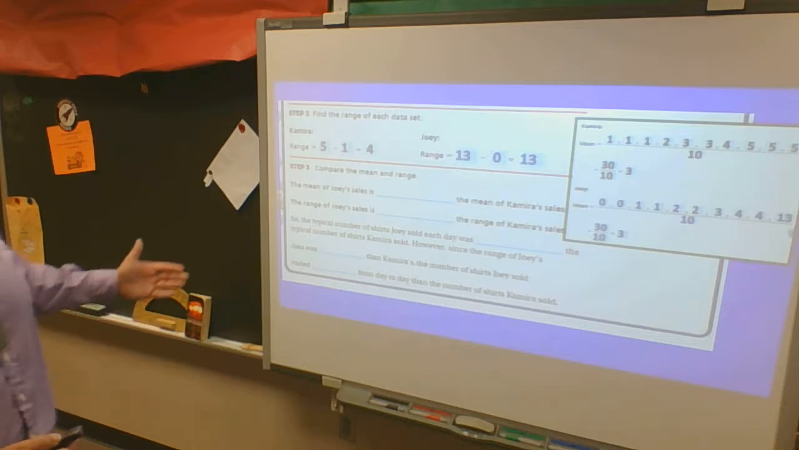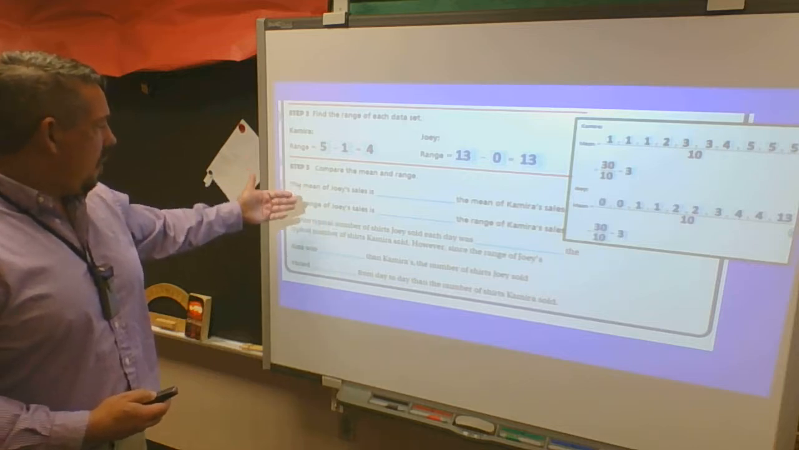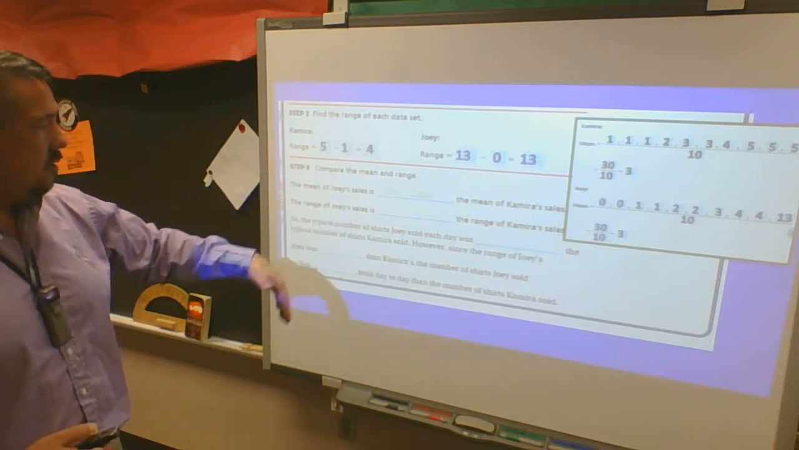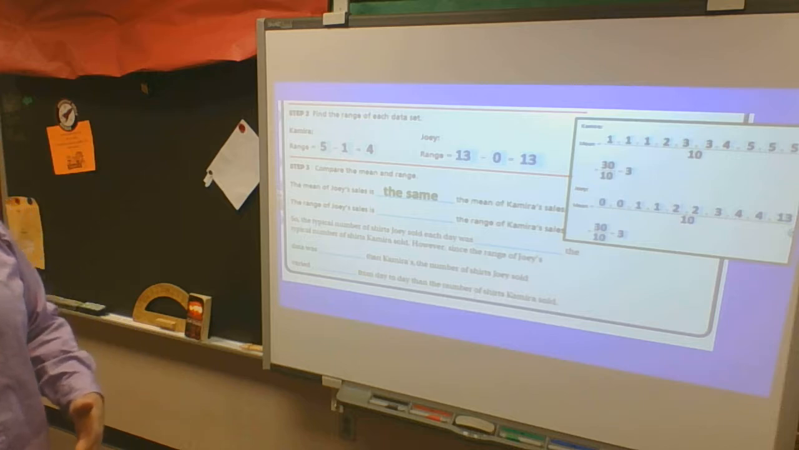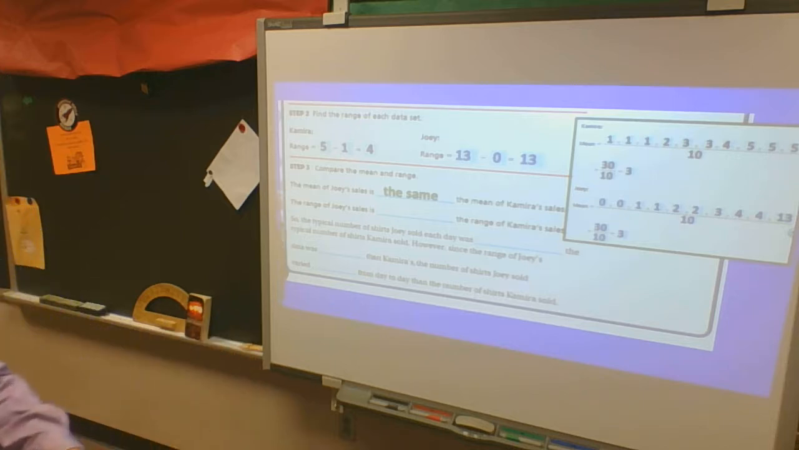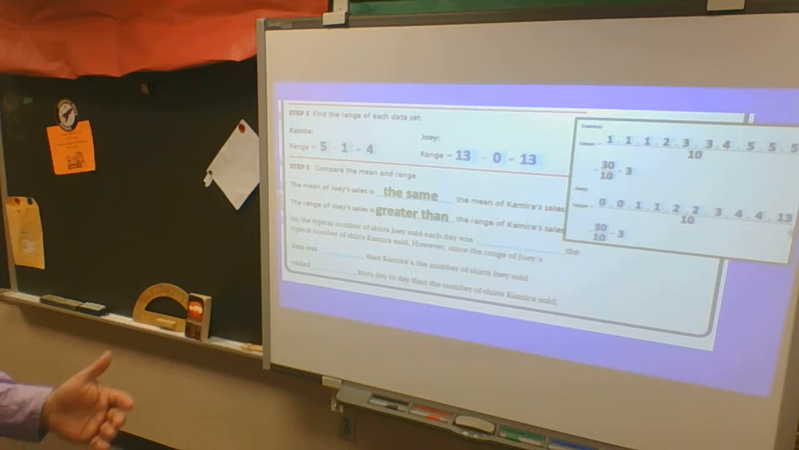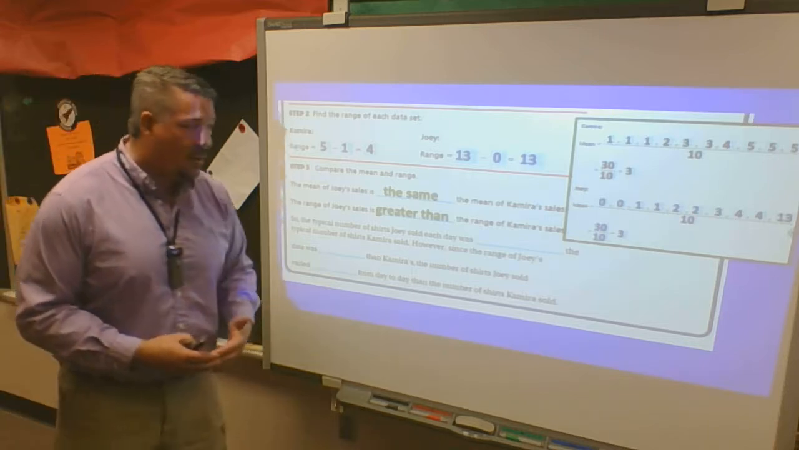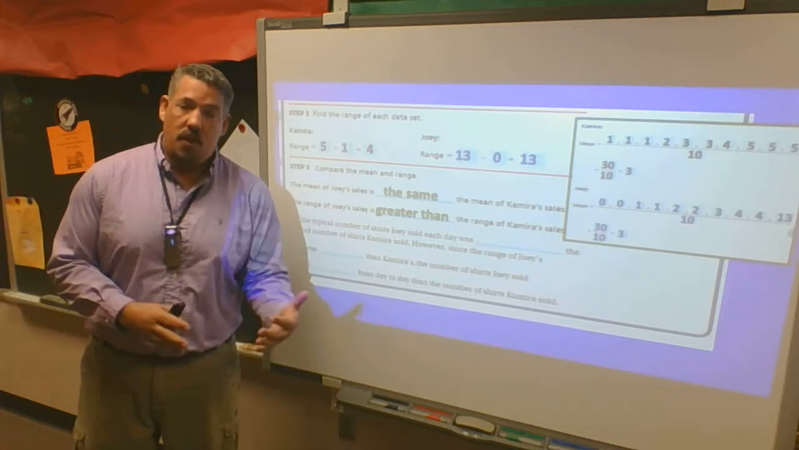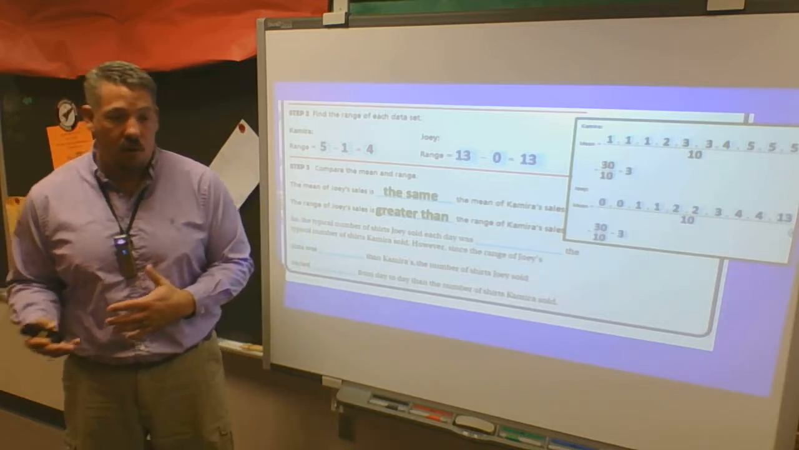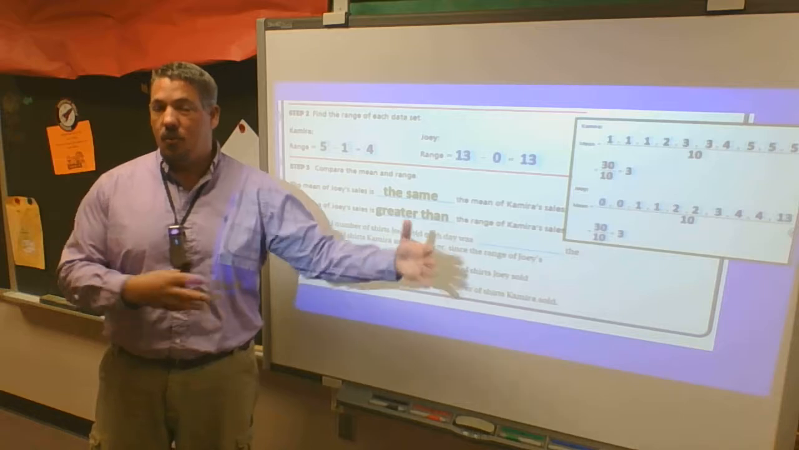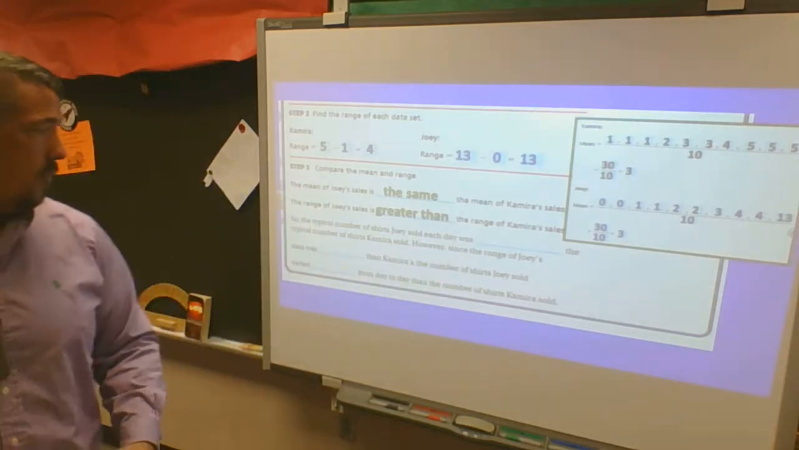So when I looked at the mean and the range, the mean of Joey's sales is the same as the mean of Kamira's sales. But the range of Joey's sales is greater than the range of Kamira's sales. So what that tells me is that there were some days that Joey was really active and other days that he wasn't, whereas Kamira stayed pretty consistent throughout the entire time.